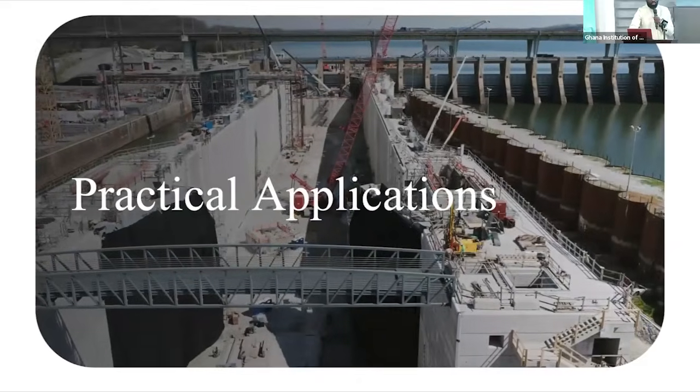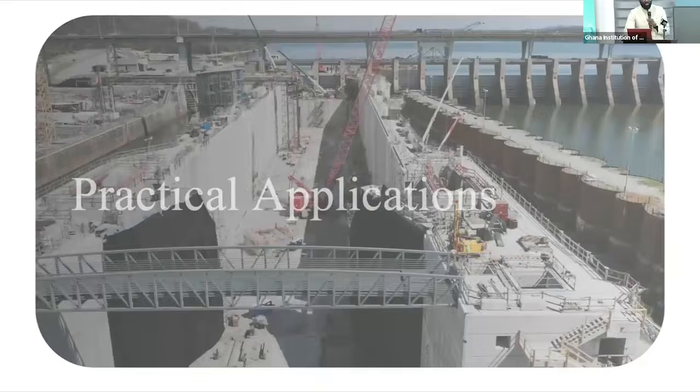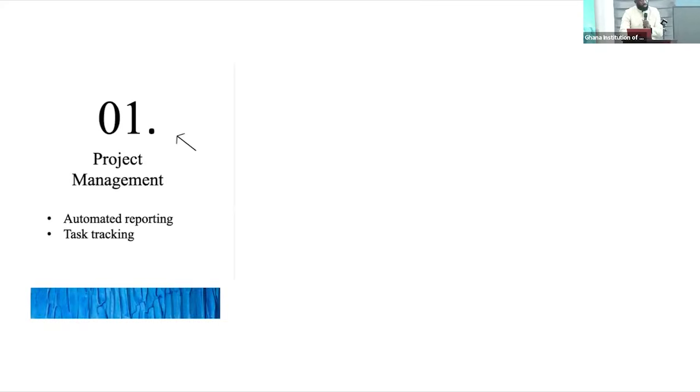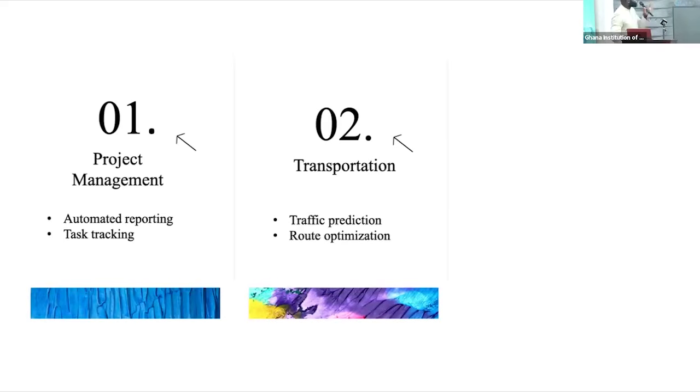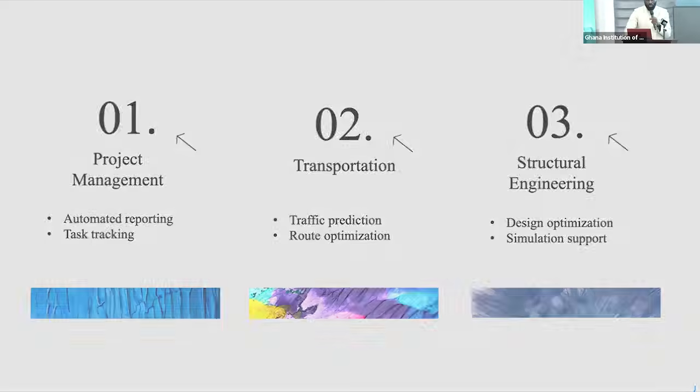Now let's look at practical applications of the custom AI integrations. A practical application for me as a civil engineer is in the space of project management, where we can use it to automate reporting and task tracking. We can also use it for transportation, and I'm sure Emmanuel would speak a lot about it, for traffic predictions and route optimization. And also for structural engineers, we can use it for design optimization and simulation reports.